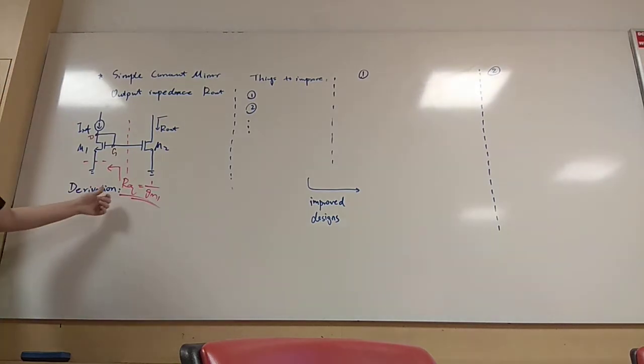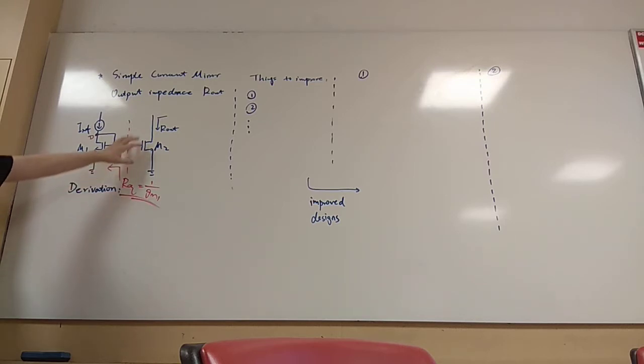Okay, so by knowing the equivalent resistance of your left-hand side is 1 over Gm1, I can now redraw this simple current mirror into its equivalent form, which will be something like this.